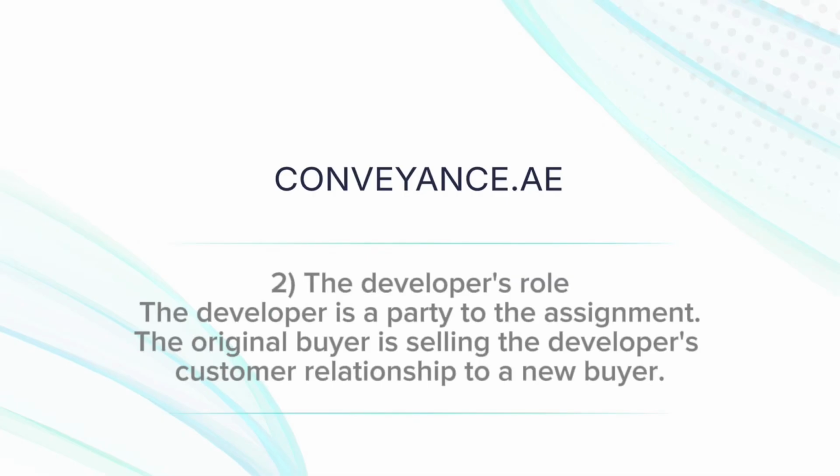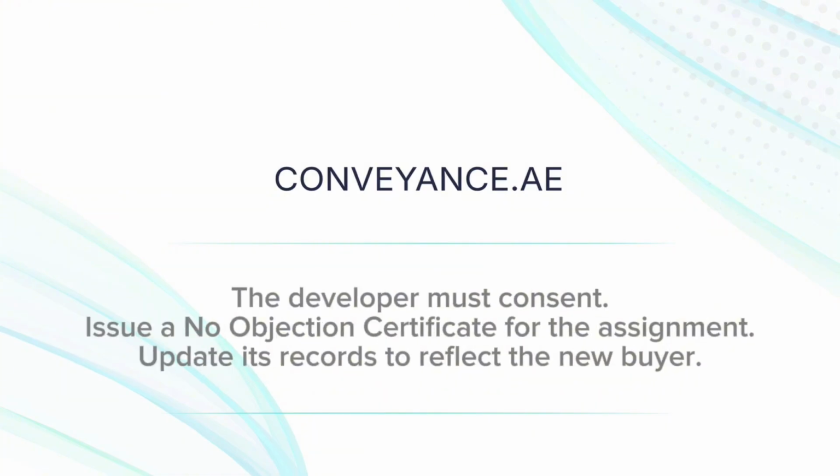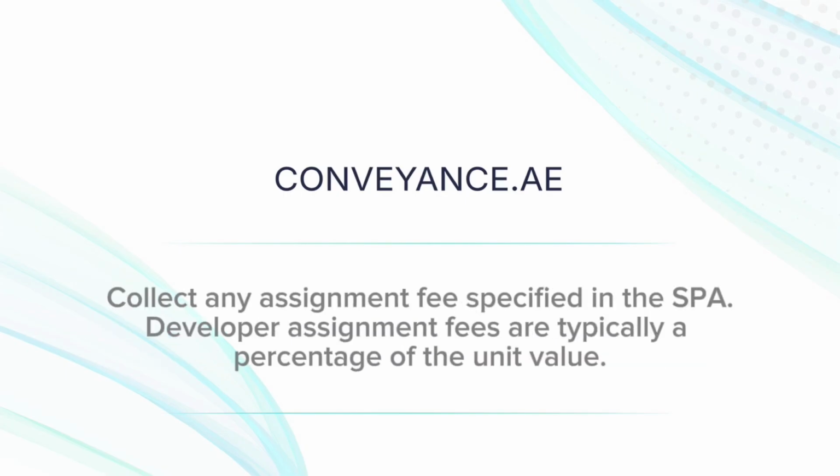2. The developer's role. The developer is a party to the assignment. The original buyer is selling the developer's customer relationship to a new buyer. The developer must consent, issue a no-objection certificate for the assignment, update its records to reflect the new buyer, collect any assignment fee specified in the SPA.